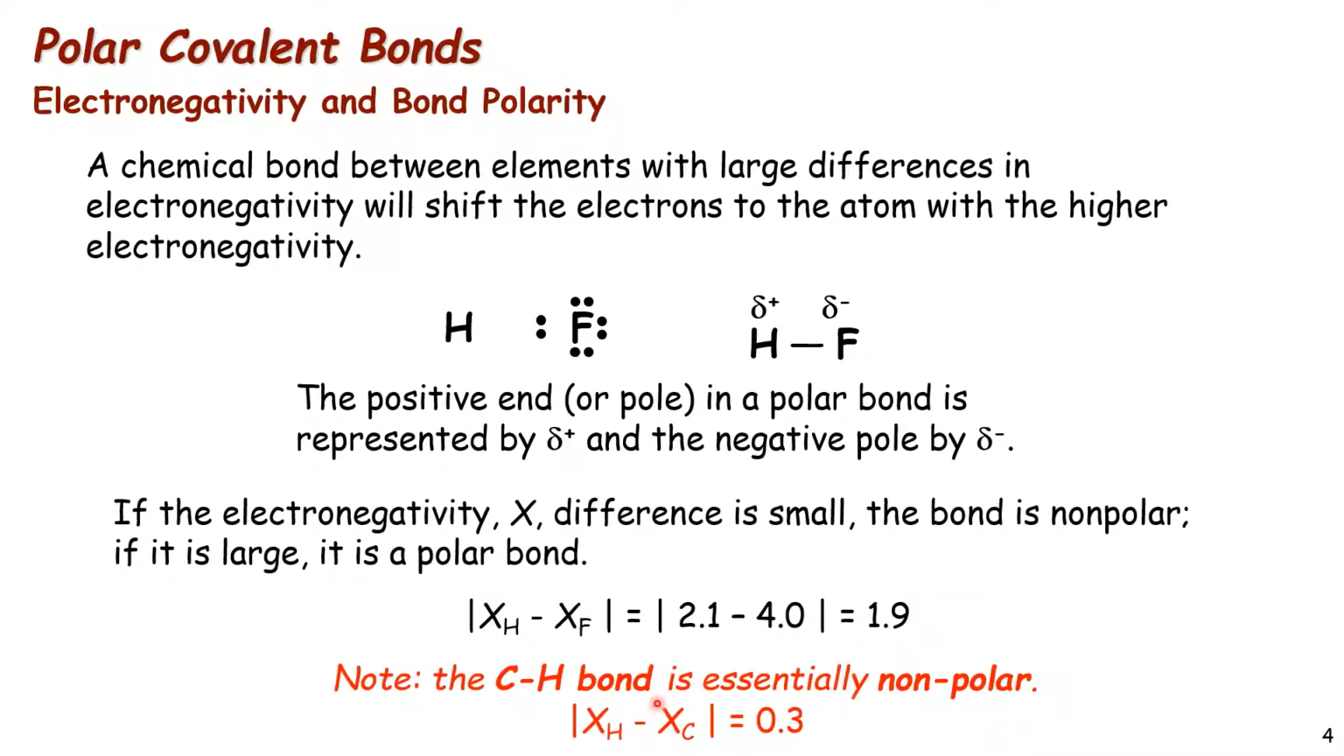Now, the only bond that I do want you to know is that of the carbon-hydrogen bond. It has a very small difference in its electronegativities, and therefore it's pretty much evenly sharing that bonding pair of electrons between the carbon and hydrogen. And so we basically say that the carbon-hydrogen bond is essentially non-polar. So again, this is the only one that I actually want you to know. The other ones we can get from the trend on the periodic table.